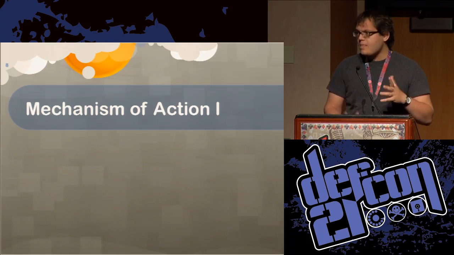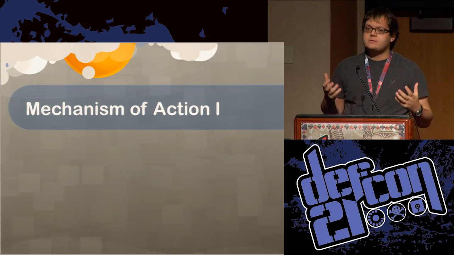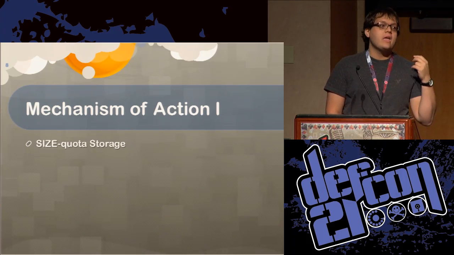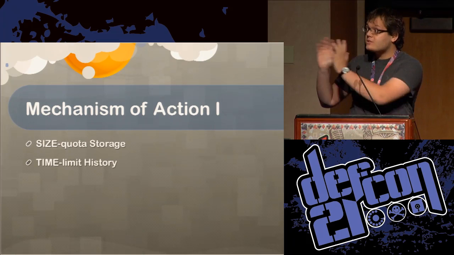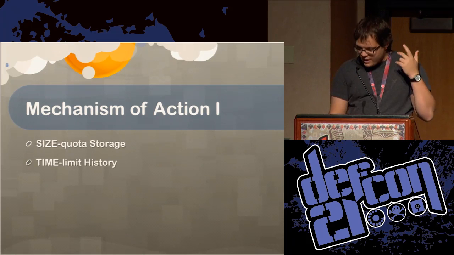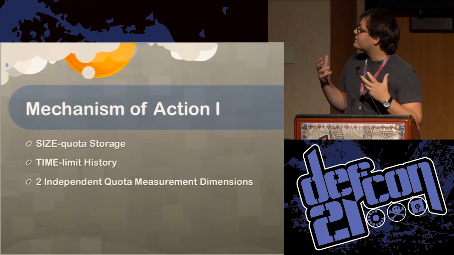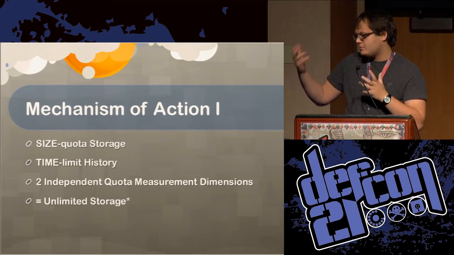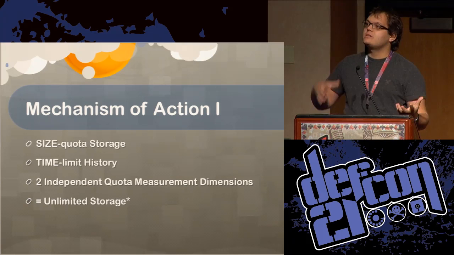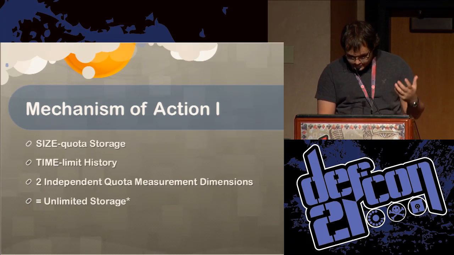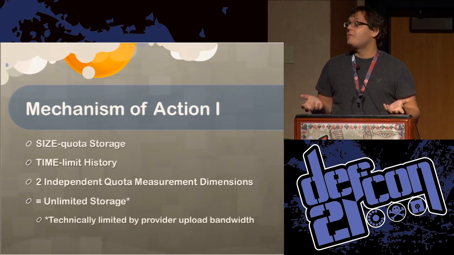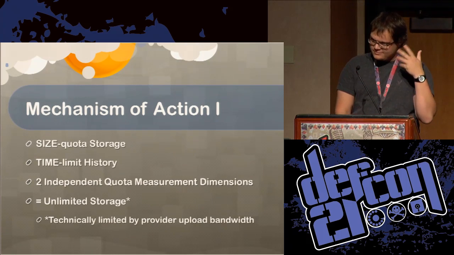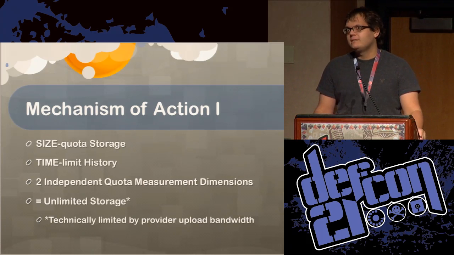Really what we're talking about is that a lot of these cloud systems have a size limitation for their quota management system, but have a time duration system for their history backup retention. So when you have these two different independent quota management dimensions, you really have unlimited storage, because you can exploit history retention to get additional amounts of space. So really we're limited by our upload provider bandwidth rather than the upper limits we have with the existing cloud system parameters.